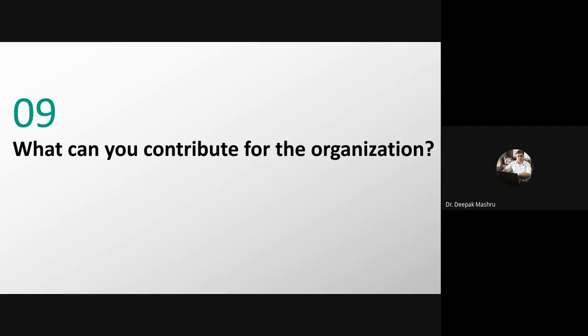Question number 9 says: what can you contribute for the organization? What can you do for the company? This is very tricky in a way. If you say that I can give my life, my sweat and tears, my blood for the company, well, the company is not your girlfriend. It is not the country; it's the company. So you cannot answer in such a patriotic way, but you need to be very specific while you reply to this kind of question. So what can be the answer?